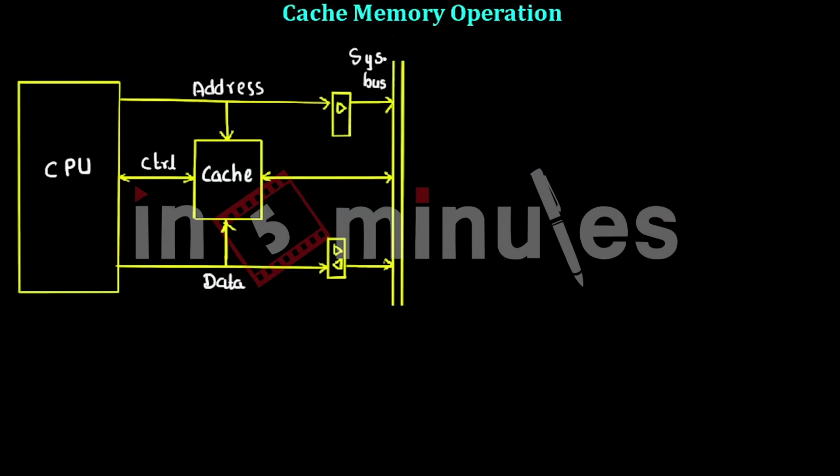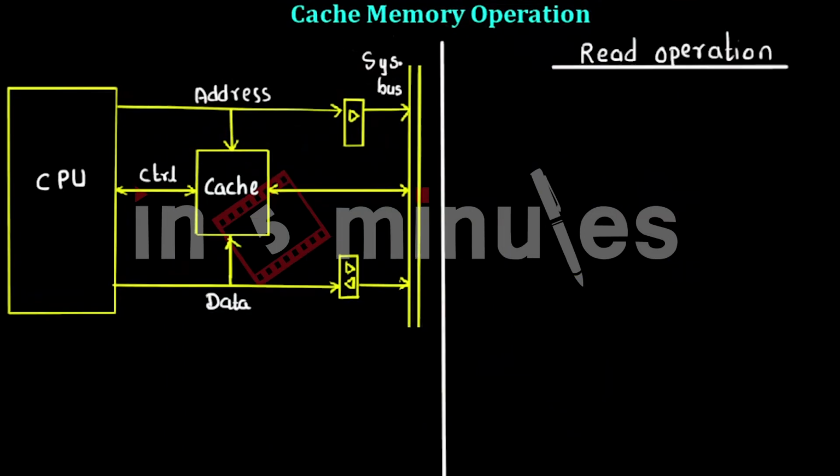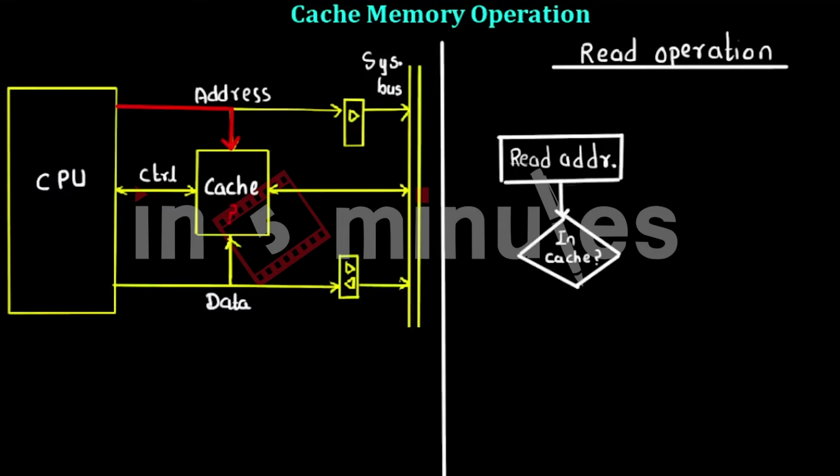So here we are with the organization of cache again. Now we are going to see how a read operation is performed in this organization. The first step in the read operation is that the CPU issues the read address, or the location at which the data is present. This address comes to the cache memory first. Then it checks whether that address is present in cache or not.